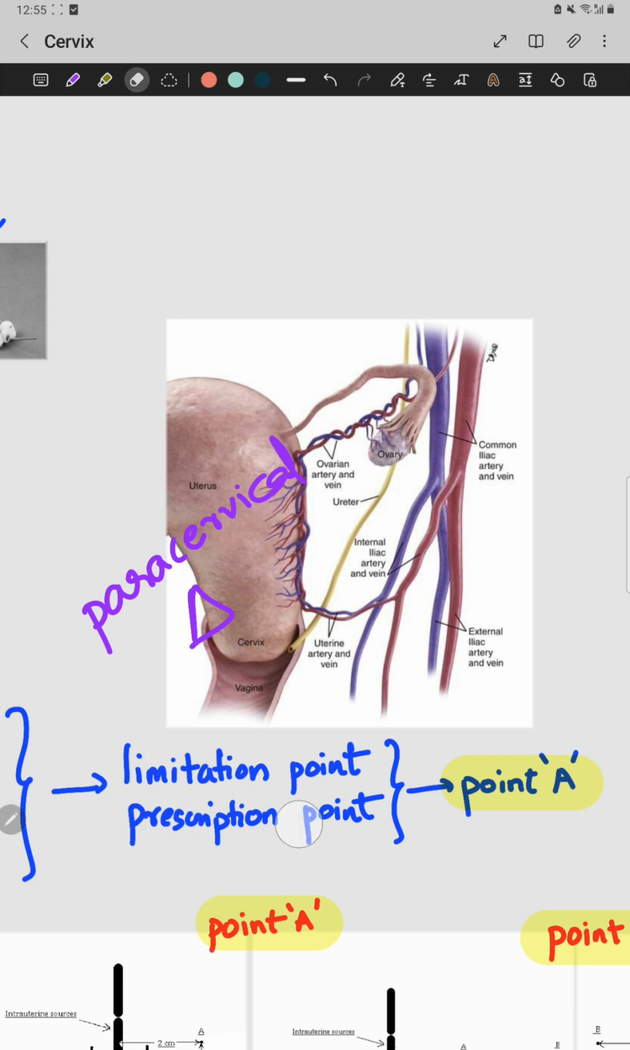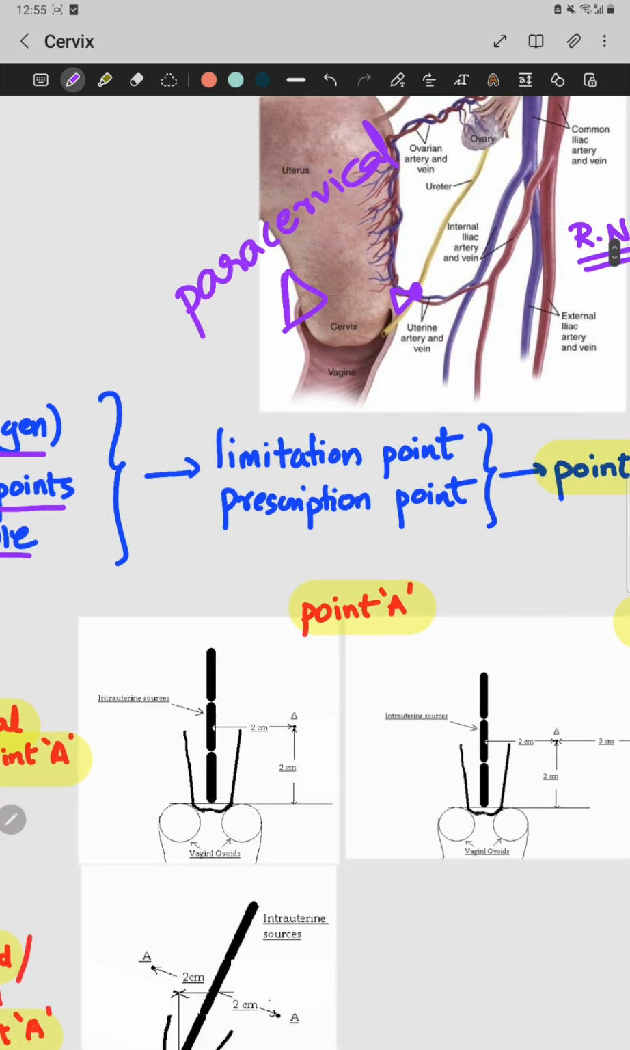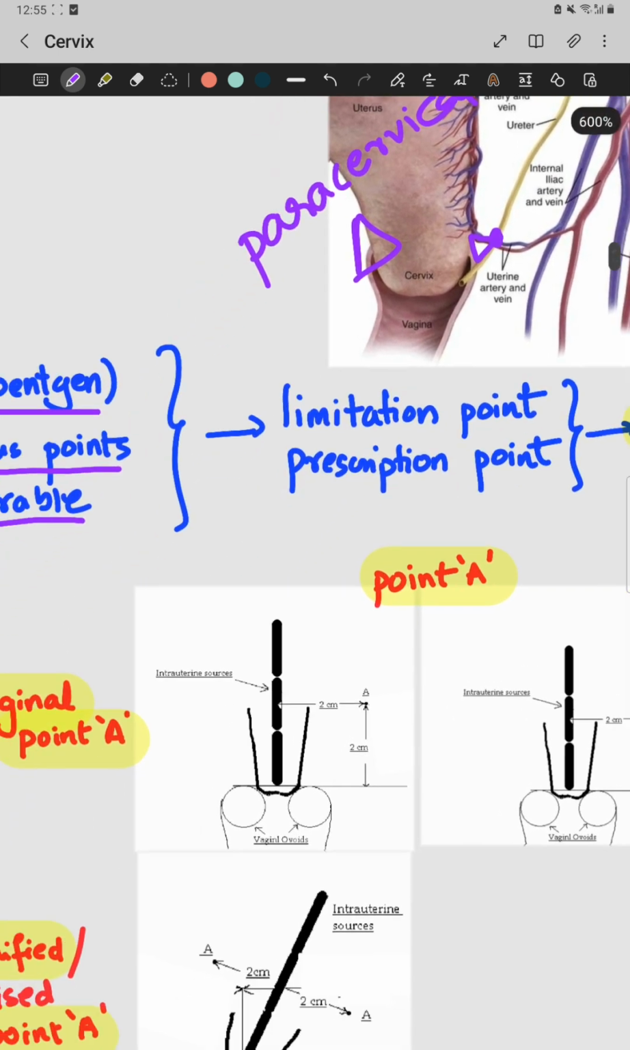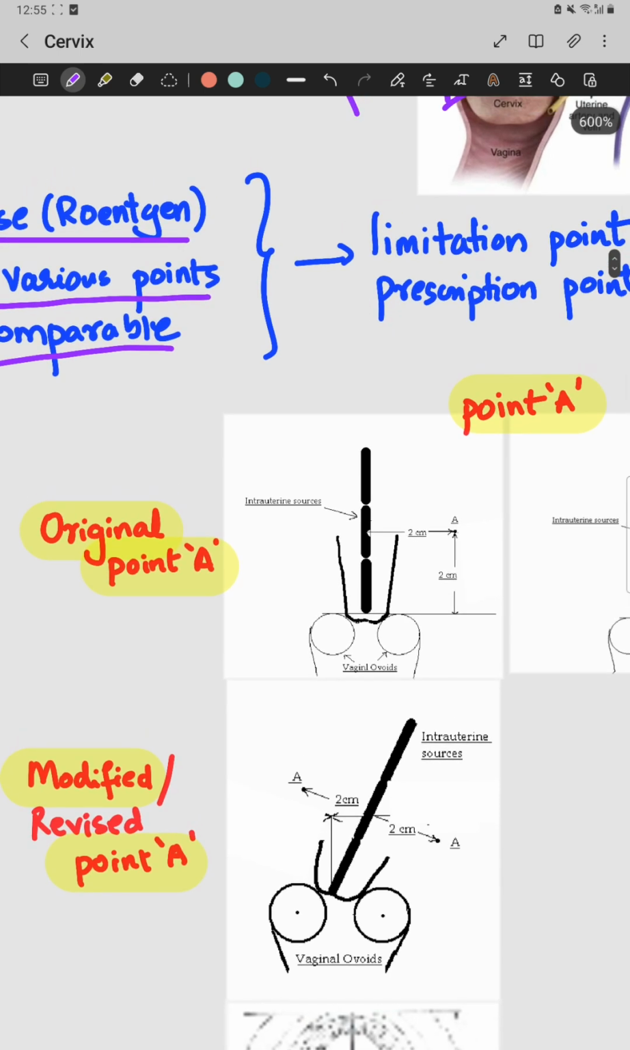So this is the limitation point and also the prescription point, so that here also if the dose is more, this is the point where most of the radiation necrosis is seen. Now what exactly is point A, and how do we define that? Point A also has an original point A, and there are some subdivisions of point A. Now let us see each.